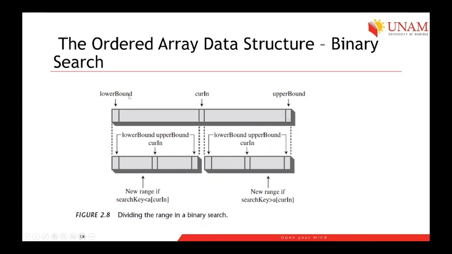So binary search enables us to define the bounds, our search range. Where do we start? Where do we end? And we keep subdividing until we find the element that we are looking for, or the element that we are looking for is not in the array.